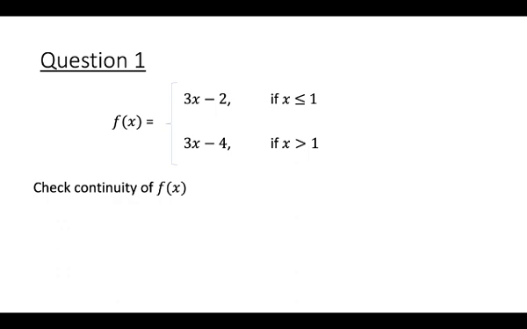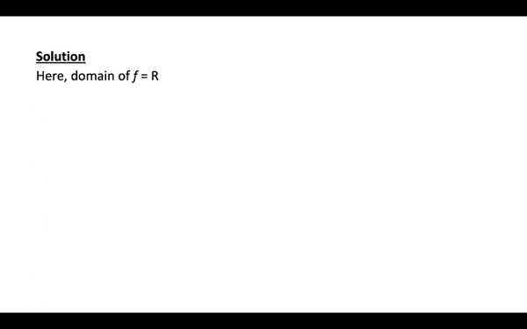Question number 1: f(x) equals 3x minus 2 if x is less than or equal to 1, and 3x minus 4 if x is greater than 1. Check continuity of the function. We see that the domain of f equals R. We have to check continuity at all x belonging to R. So three cases arise. Let c be any real number.